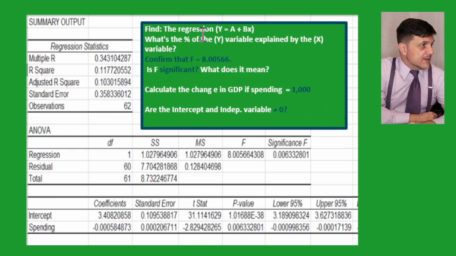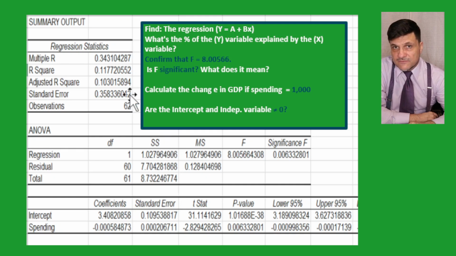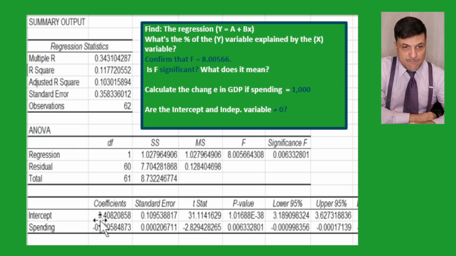Find the regression on the table. Okay, find the regression. That could be a question. According to the ANOVA table, the regression is right there: 3.408 minus 0.000058x. That's it. That's your regression.